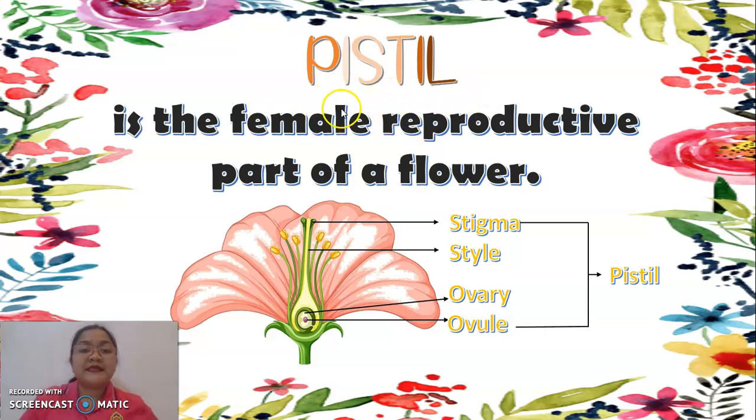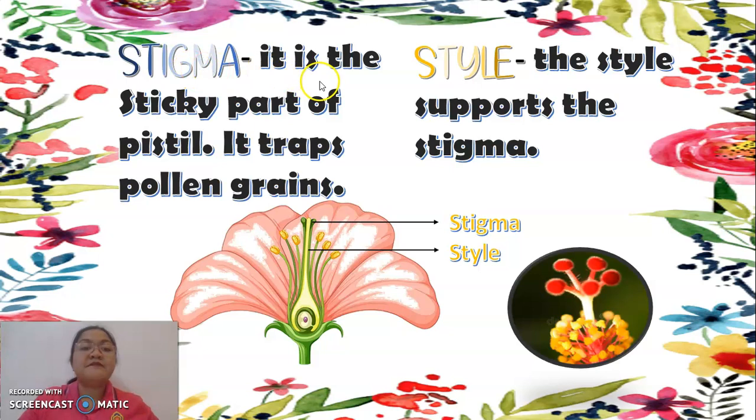The pistil has three parts: stigma, style, and ovary. The ovary has ovules. Again, pistil has three parts: stigma, style, and ovary. So stigma is the sticky part of the pistil. It traps pollen grains.